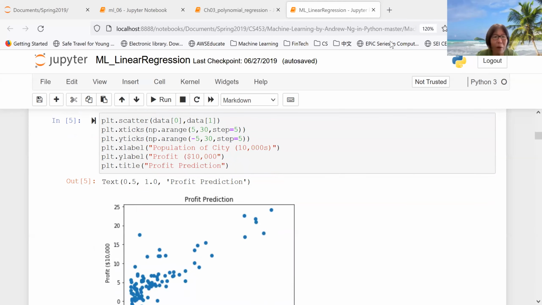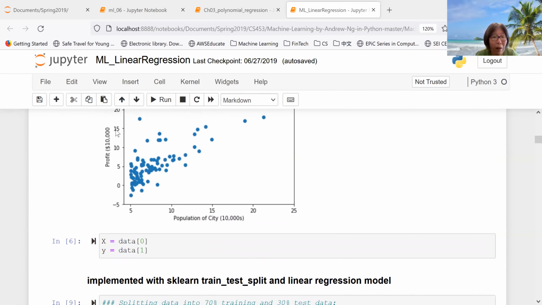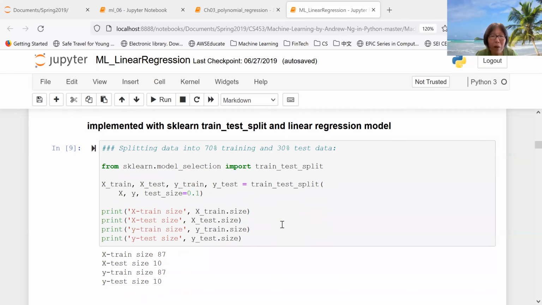The first step here is a scatter plot. We have these two values, and we also specify the ticks for the X and Y axes, and we provide the labels and the title. So this is the scatter plot. All of the sample data is plotted here, regarding population and profit. So that's regarding the data.